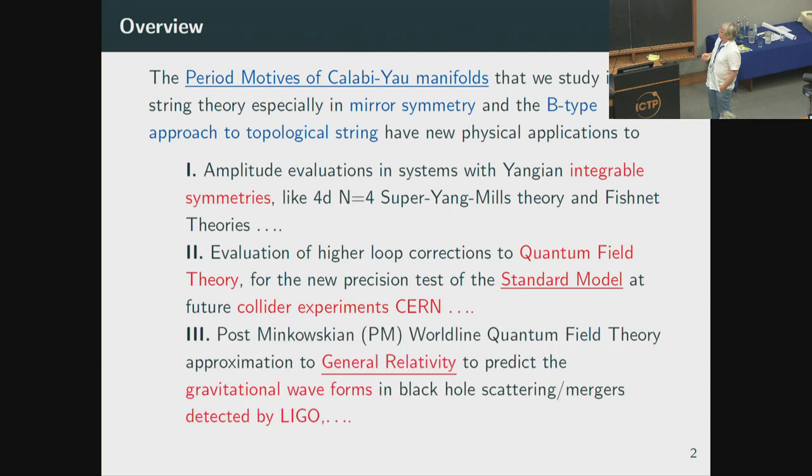And then the last topic is even more strange. It's a completely classical problem. You want to consider the scattering of two black holes, real black holes, like the inspiraling that you measure with LIGO, the gravitational waves. And you also have a quantum field theory approach to it in the post-Minkowskian approximation, and you also see Calabi-Yau motifs coming up in this context.